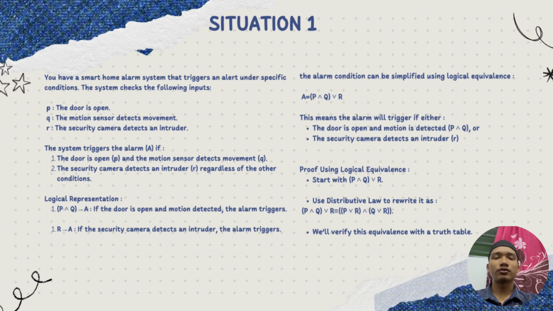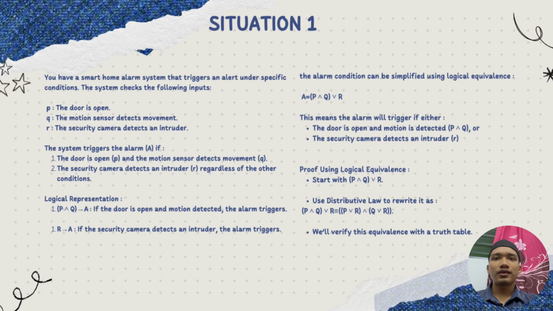So, when does the alarm trigger? The alarm activates under 2 specific scenarios. First scenario, when the door is open, P, and motion is detected inside the house, Q. Second scenario, when the security camera detects an intruder, R, regardless of the door or motion sensor status. This condition can be expressed logically as P and Q implies A. That means if the door is open and motion is detected, the alarm triggers. And next, R implies A. If the camera detects an intruder, the alarm triggers.